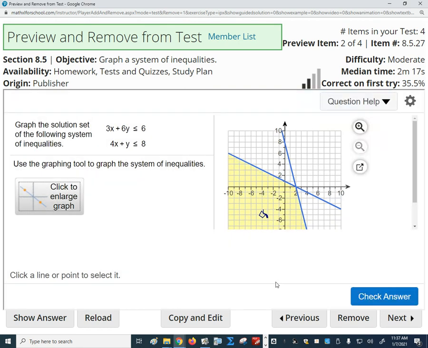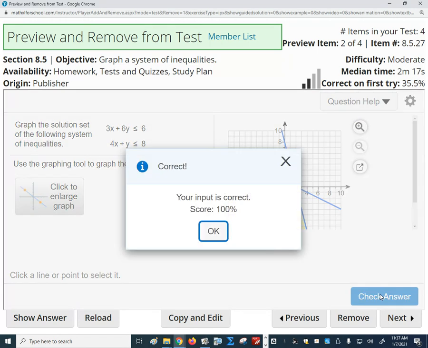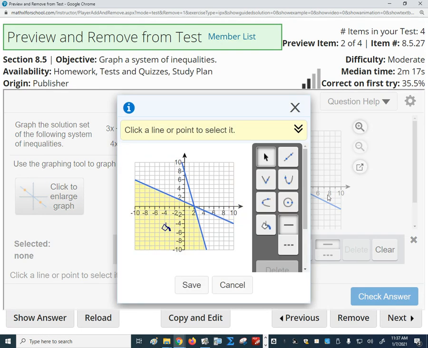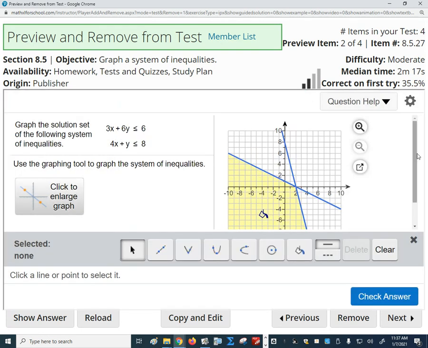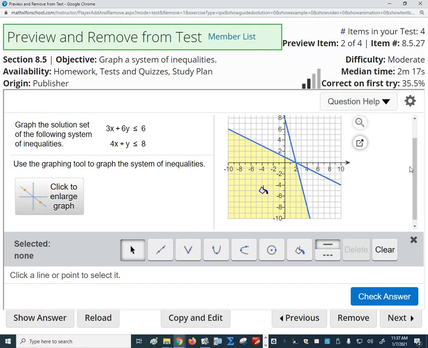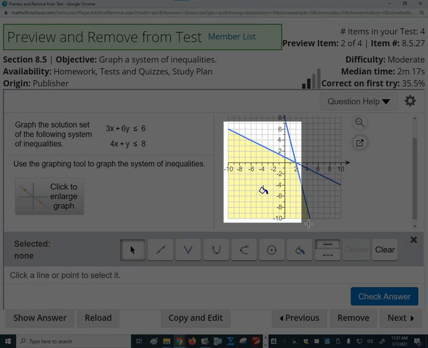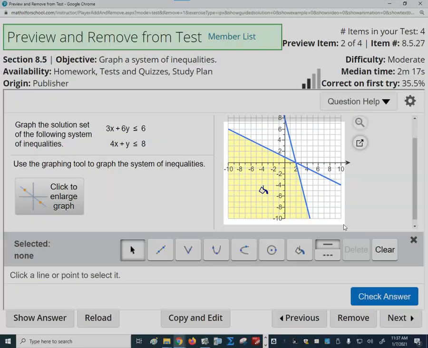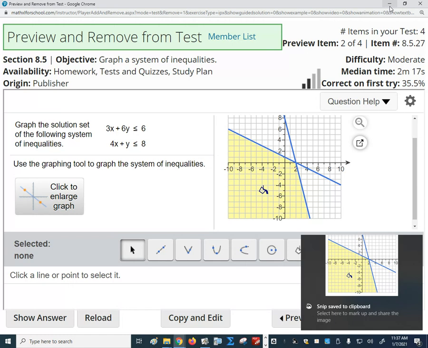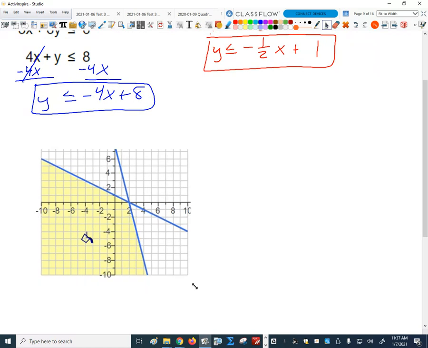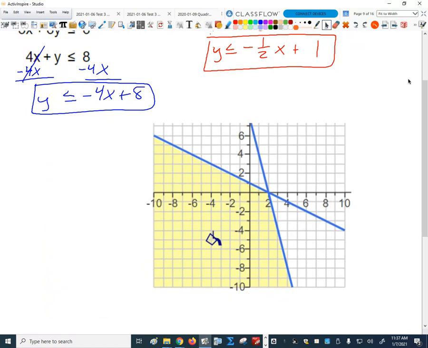Okay. So I'll save it and check it, and what do you know? Okay, let me take a picture of that for our notes. Okay, there it is.